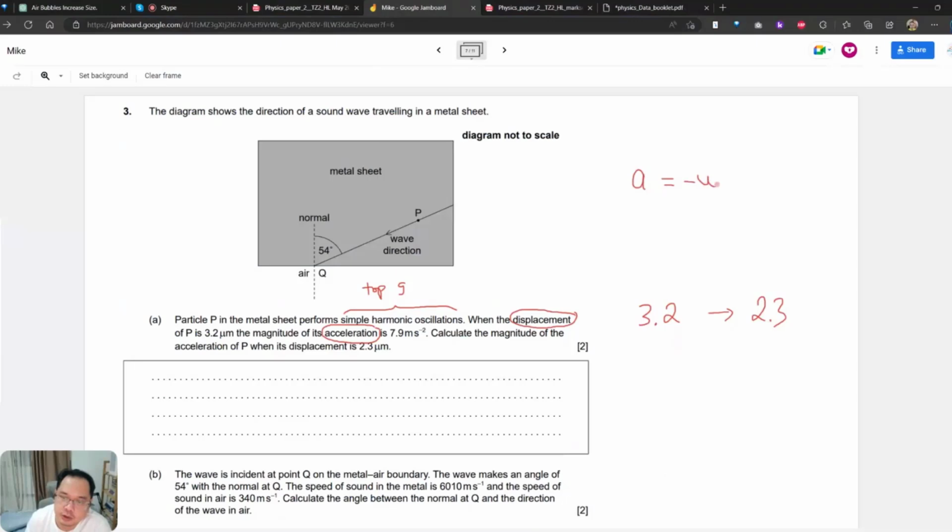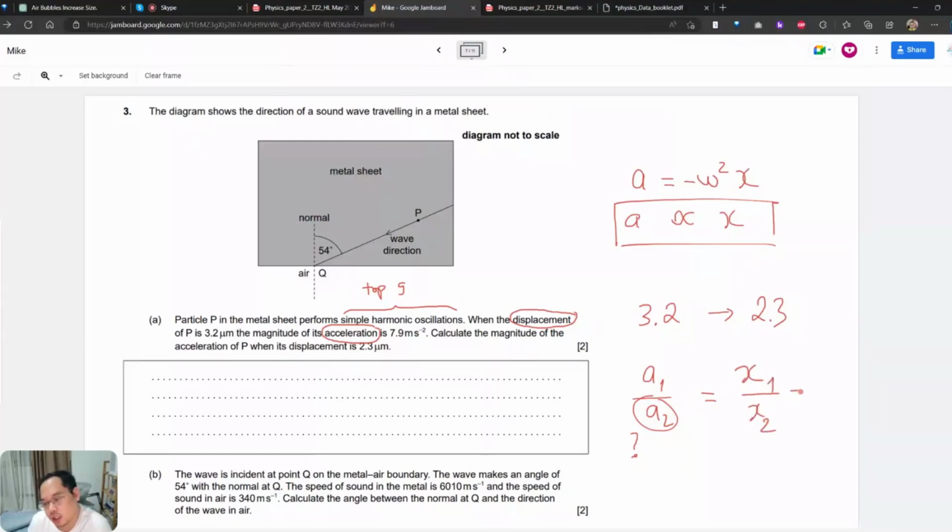a is minus omega squared x, meaning a is proportional to x. So we have a1 over a2, where a2 is what we need to find. Because it's proportional to x, it is equal to x1 over x2. x1 is 3.2 micrometers, x2 is 2.3, and a1 is 7.9, already given. And therefore you can calculate a2.